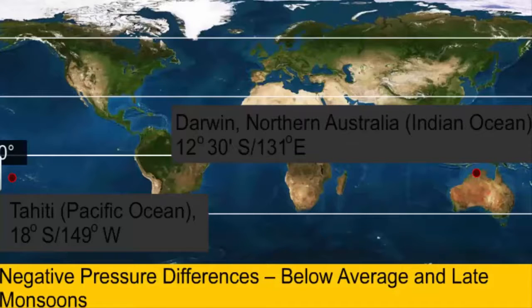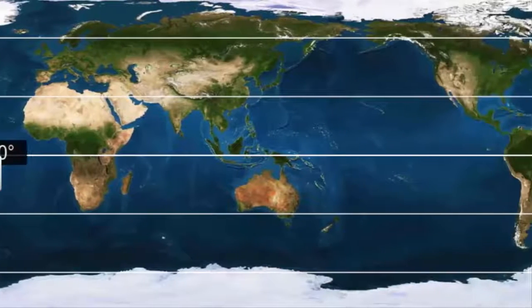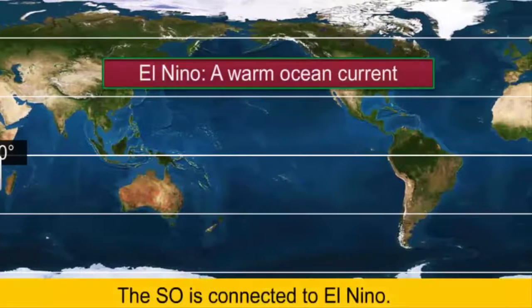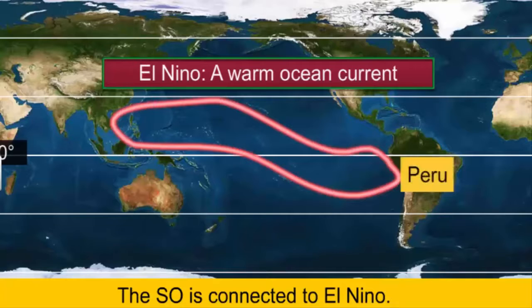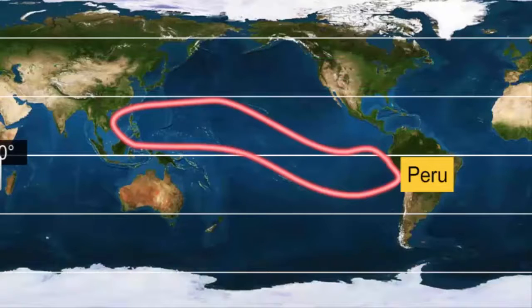The Southern Oscillation is connected to El Nino, which is a warm ocean current that flows past the Peruvian coast. It flows every 2 to 5 years in place of the cold Peruvian current. The phenomenon is therefore referred to as ENSO, El Nino Southern Oscillations.